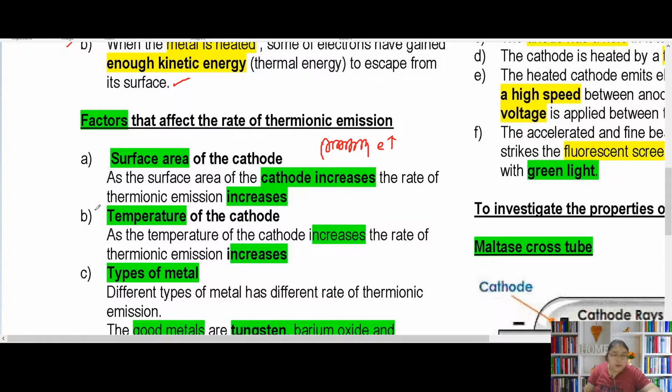The second one is the temperature. If I use a higher voltage, the temperature to heat the metal will be higher. So as the temperature of the cathode increases, the rate of thermionic emission also increases.